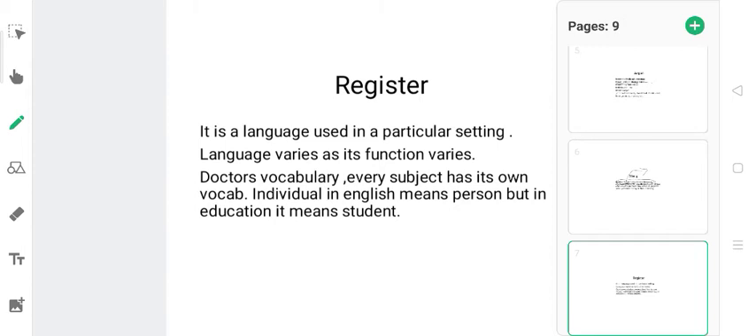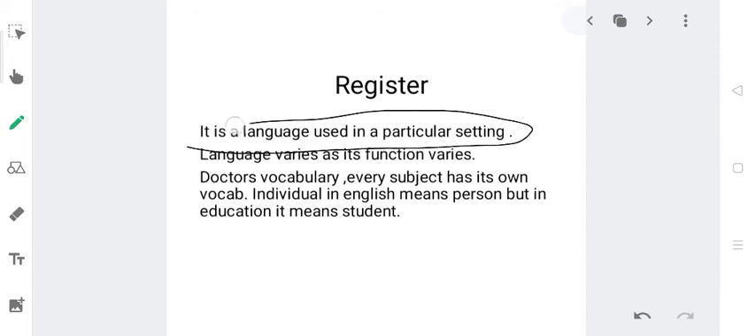Now, the most important term is register, and the question has been asked by UGC NET and JK SET in 2016. Let me dictate it from the slide, and then I'll try to elaborate it. Register is a language used in a particular setting. It means that a sort of language which is used in a particular context is called register.